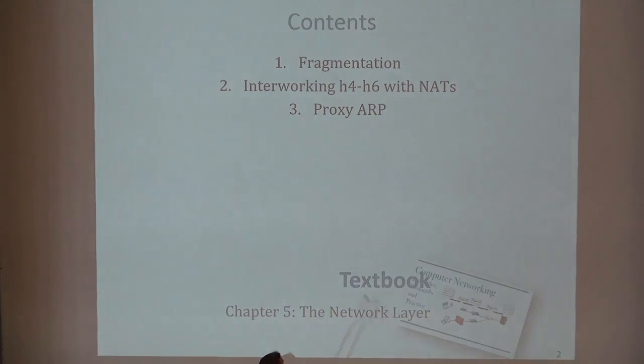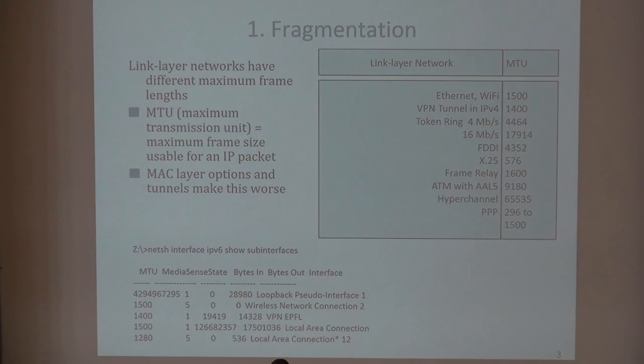So we'll talk about fragmentation, then interworking, IPv4 with IPv6, which in principle is impossible, but in practice is possible. How can we translate an IPv4 packet into an IPv6 packet? And then even stranger things like proxy ARP, which is perhaps hard to understand if you want to be logical, but easy to admit if you accept the fact that things are hacked more than designed.